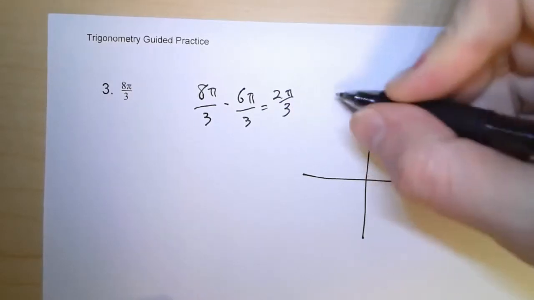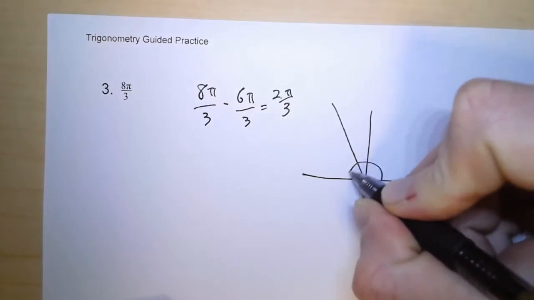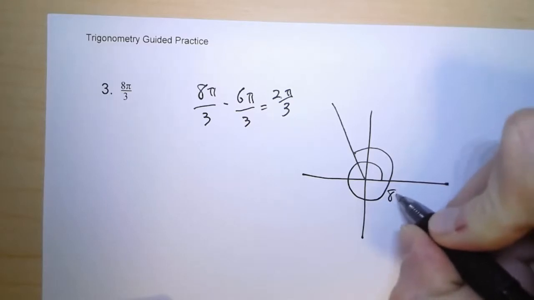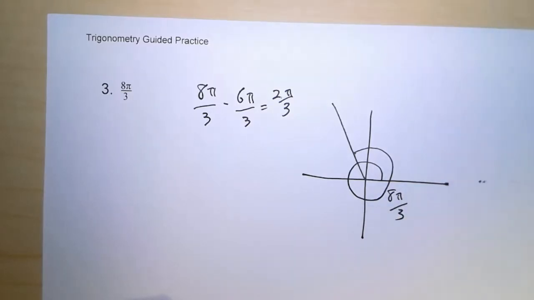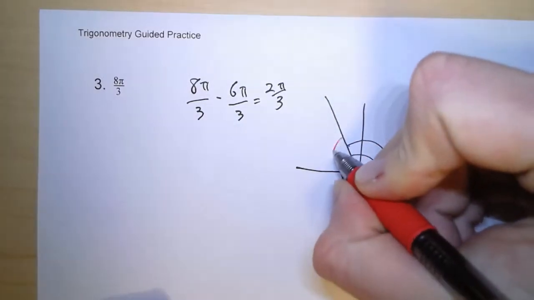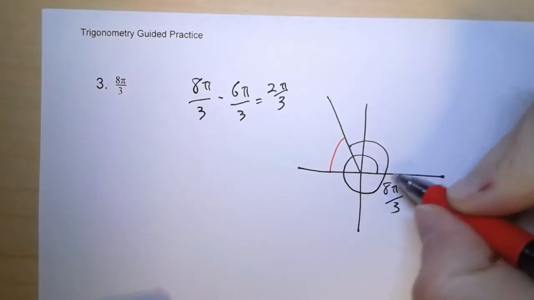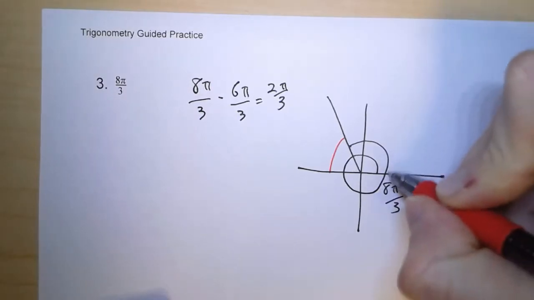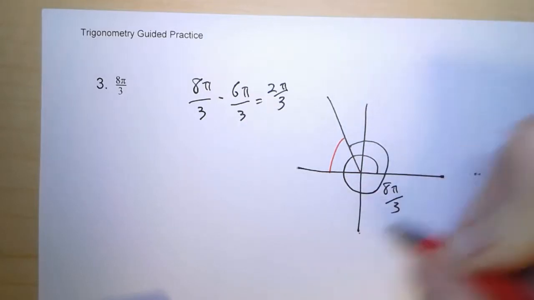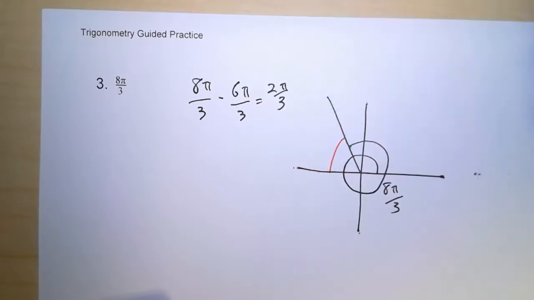And that's right about here. And so 8 pi over 3 is actually going to be right there. 8 pi over 3. And so our reference angle is going to be this right here. Now if we think about this, this is 1/2 pi. This is 1 pi. 3/2 pi, 2 pi, 2.5 pi, 3 pi.